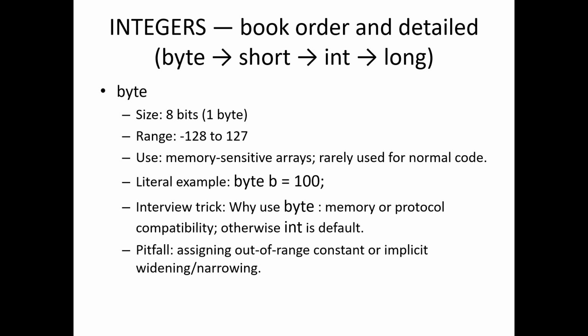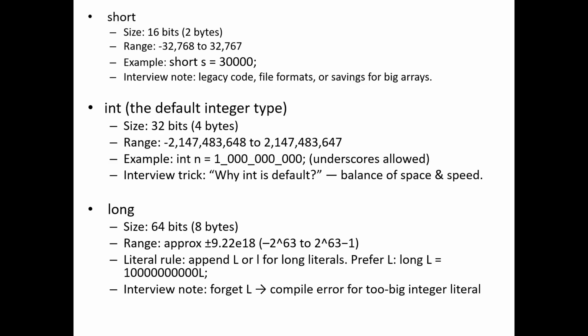Let's come to the next one, the short data type. The short size is 16 bits. The range starts from negative 32,000 to positive 32,000. For example, you can declare short s equal to 30,000. Interview note: why do we use it? It's mainly used in legacy code or in places like file formats and embedded systems where memory savings are important, but in modern code, we almost default to int.